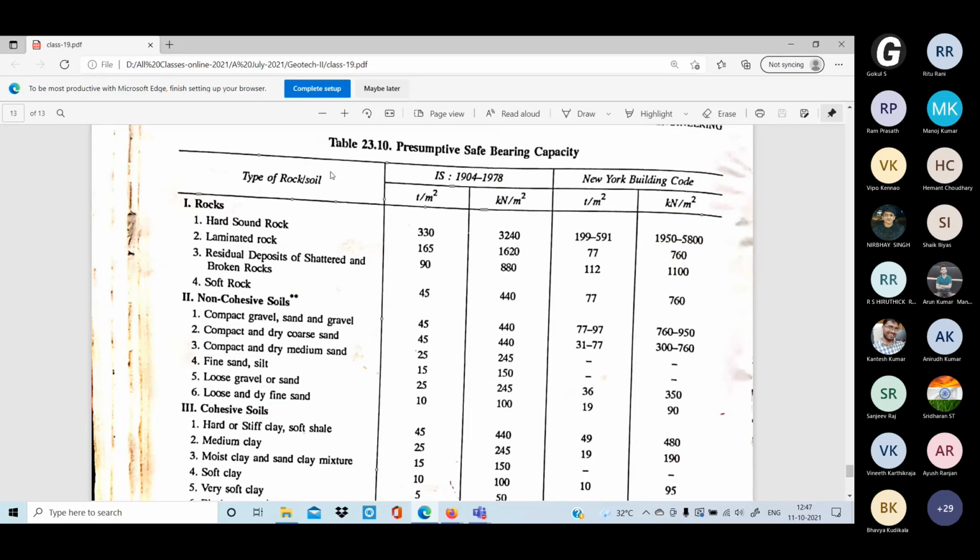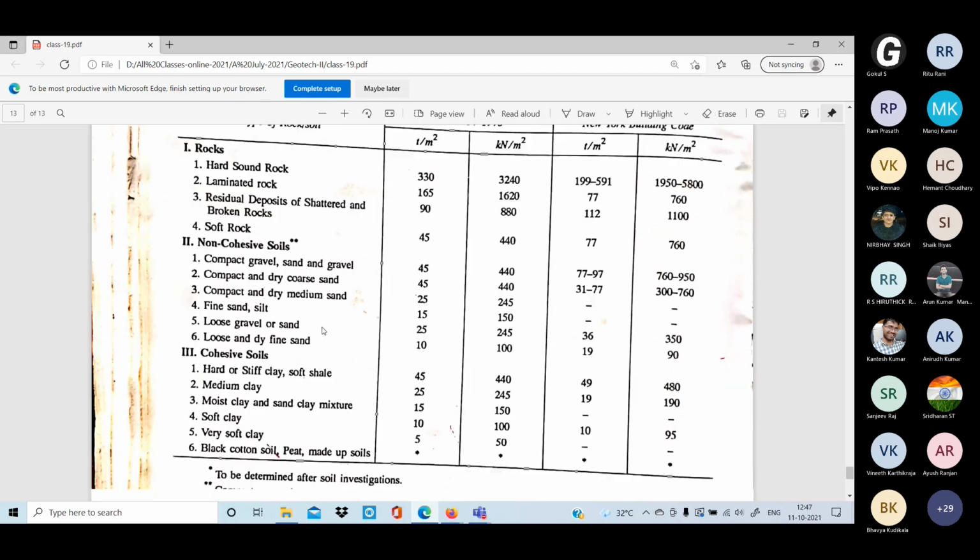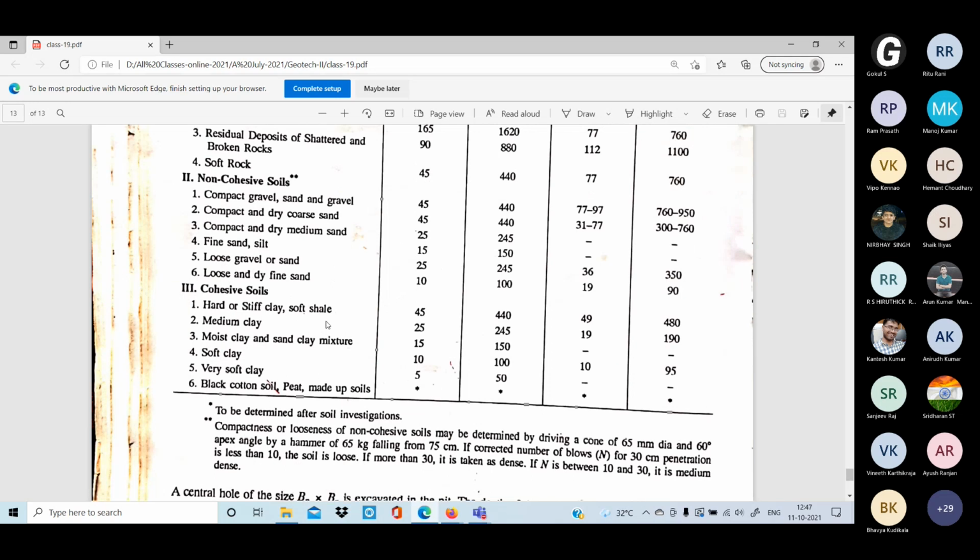For a non-cohesive soil like compact gravel, sand, it would generally be 45 tons per meter square. For compacted dry coarse sand, it will be 45 again, near about 45. Compacted dry and medium sand, 25. And loose gravel and fine sand and so on, 10 to 25, it will vary. For a cohesive soil, if it is hard and stiff, you will get 45 tons per meter square. What is this 45 tons per meter square?